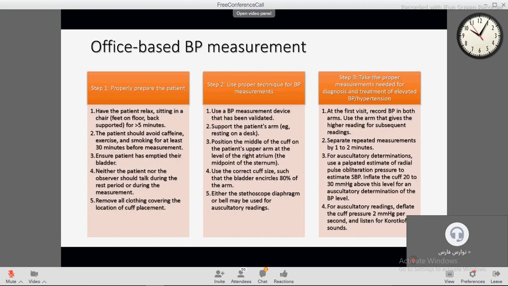For 5 minutes. And the patient should avoid caffeine, exercise, smoking, and even eating sometimes 30 minutes before the measurement. Ensure that the bladder is emptied. This is simply done by asking the patient, do you have a desire for urination, or have you recently emptied your bladder? And during the measurement of blood pressure, neither the patient nor you should talk, especially talking to the patient. And remove all the clothing covering the location of the cuff placement.